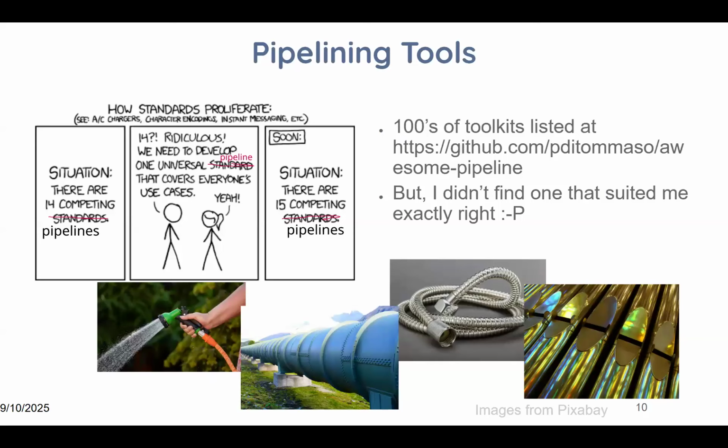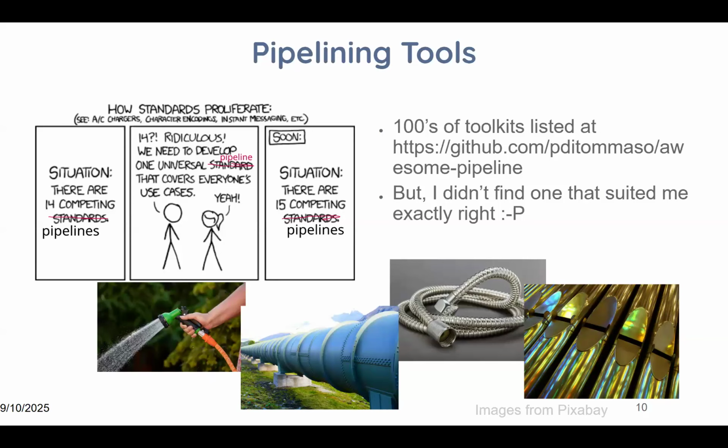So pipelining tools, I'm a little bit mixed about this. There are hundreds of pipelining tools out there. There's actually a GitHub trying to collect everything, and it seems like they just proliferate all the time. I guess it's because different people have different needs. Do you want to water your garden, or do you need to transport an industrial amount of oil, or do you want some flexible solution? Or maybe you want pipes that don't even treat water, right?